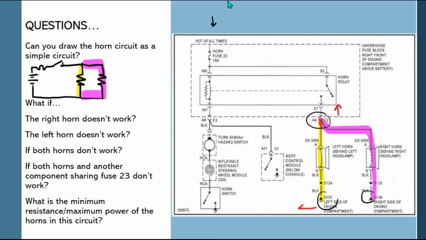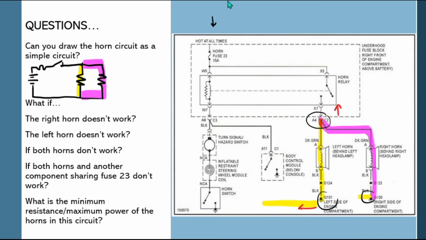Down here. If both horns don't work, we've got lots of potential problems, and that opens up whether other components are working as well. So if both horns by themselves don't work, I would say you could have bad grounds or something along here where they match back up. They are two different grounds though, so that's out of the window.